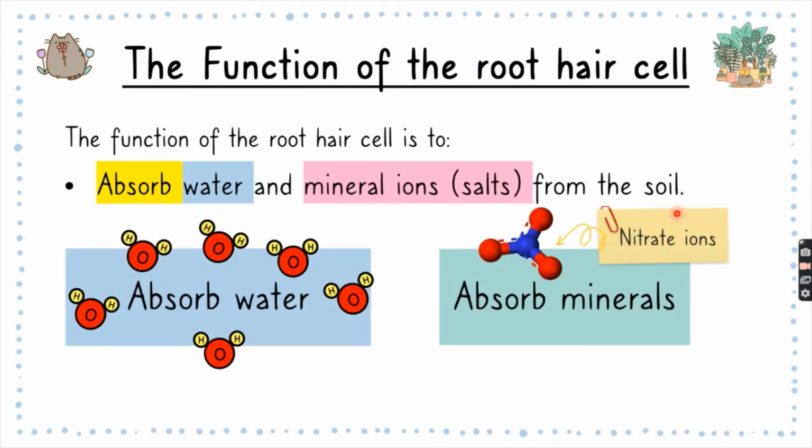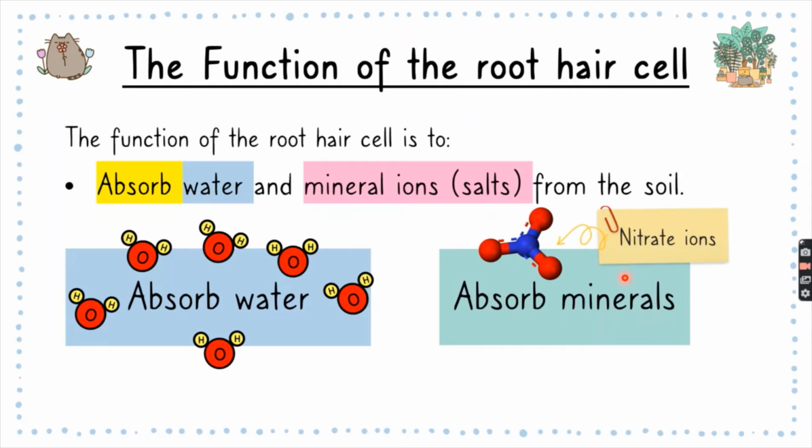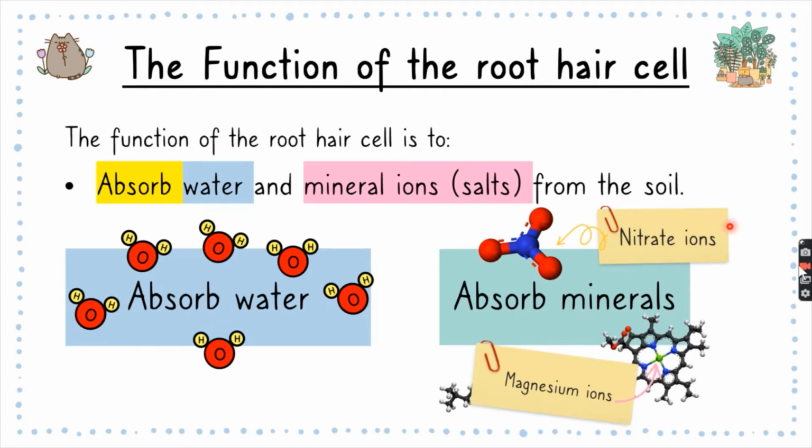So this is basically something that you guys just have to memorize, and it's not that hard to memorize. They literally just absorb two main things. And minerals, there are two main minerals that you have to remember for your O levels. The first one is nitrate ions, because plants need the nitrogen in the form of nitrates to make amino acids, and they also need magnesium ions.